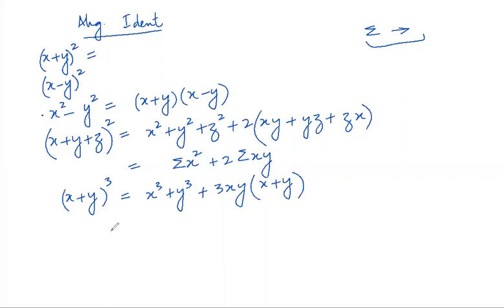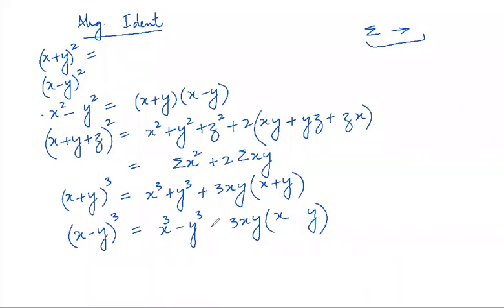Similarly, students, we have x minus y whole cube. Here, you remember, everywhere there is minus except for x cube. Remember that. X cube, we have y cube, we have 3xy, we also have x and y, and everywhere there is minus except the first term. Remember, here minus, minus, minus. It's x cube minus y cube minus 3xy into x minus y.